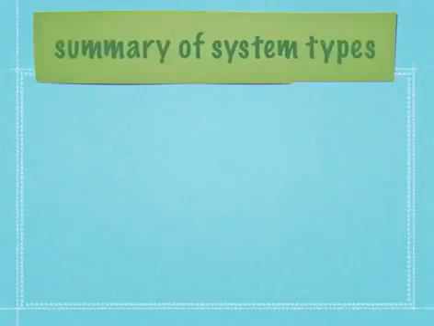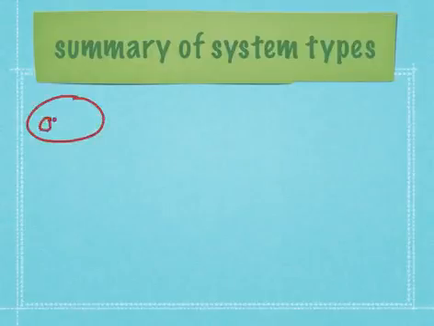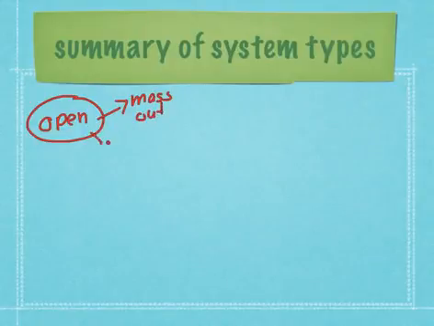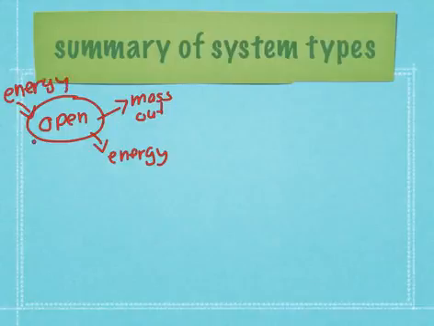So what we can do is take a quick look at how we can view these visually on one page. If I take a look at my first open system, I know that I'm going to have things that interact. So maybe I've got mass exiting and energy coming out, but I also have energy coming in, and in this case I'm also going to have mass coming in. So in our open systems, we're going to exchange energy and matter.